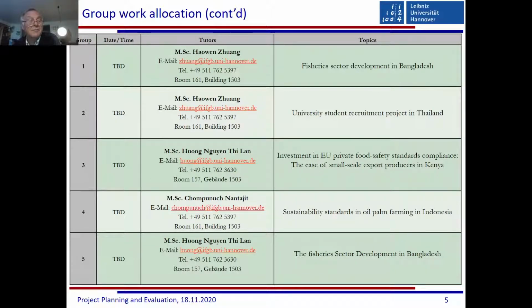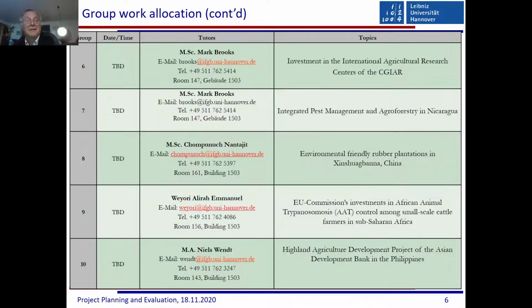And you have a group name, so your group 1, 2, 3, 4, 5, 6, 7, 8, 9, 10. Then you have your tutor, and you can contact your tutor by email, also by telephone, and you have your topic. So this is what you then will get. You get the material for this topic. And this is the second one. Each group, and by now you should know which group you belong to.